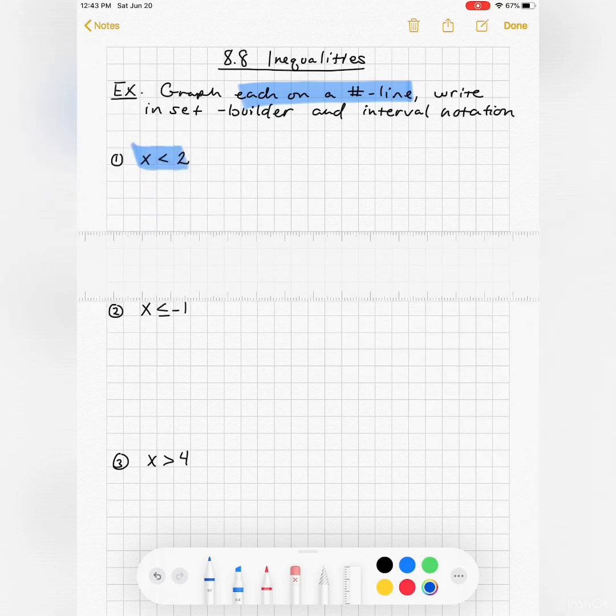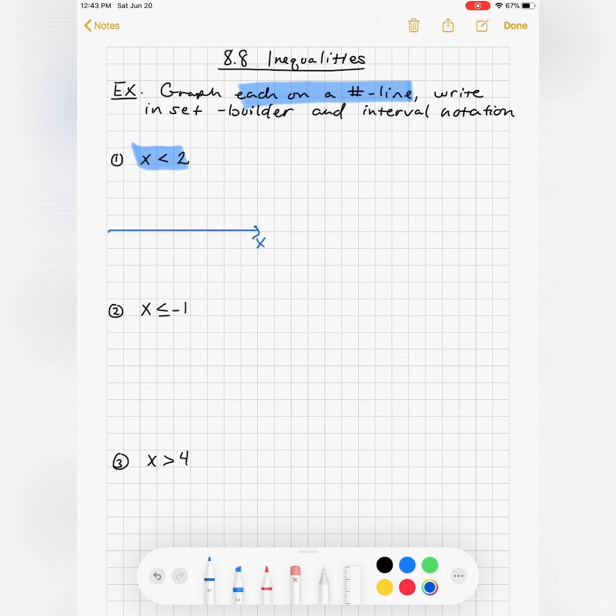So to do that, I draw in a horizontal line, which represents values of x, and then I indicate the value, there's 2. So I want to shade the region where x is less than 2. So that's this direction. Okay?